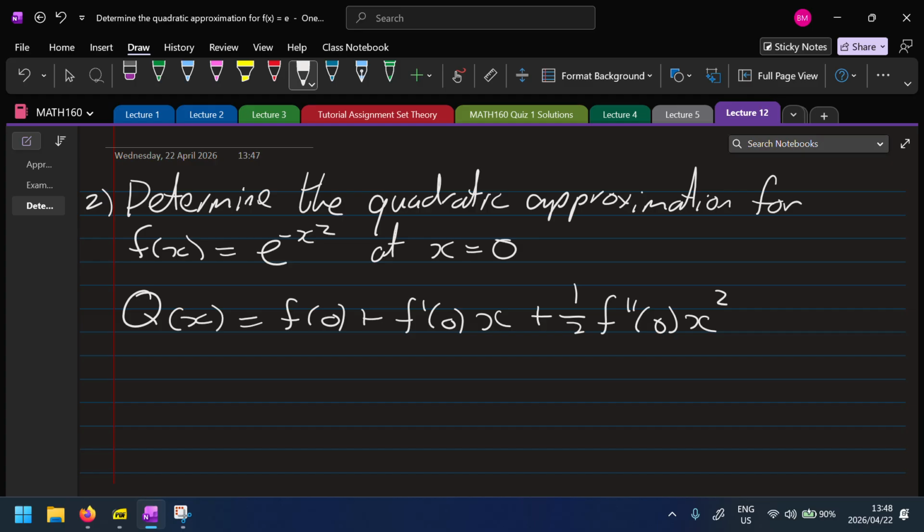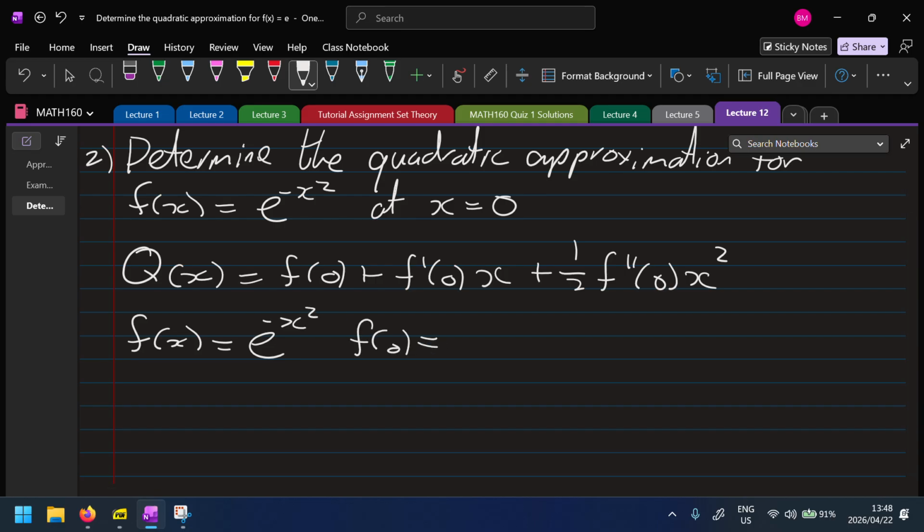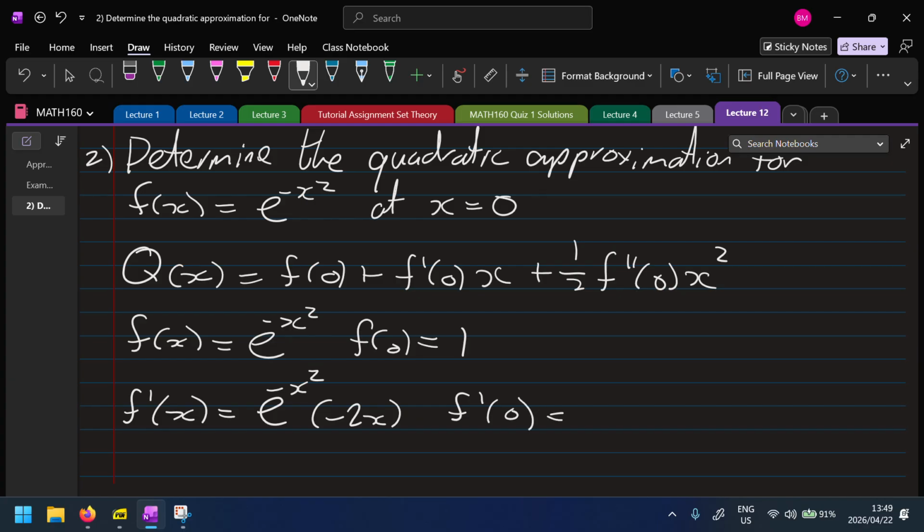So we have our function f. So we need f at 0, we need f prime at 0, and f double prime at 0. So let's go through the list. So f at x, that's e to the minus x squared. So f at 0, what will that be? 1. Okay, f prime. So the derivative of the exponential, that's just the exponential. And then the derivative of the exponent, that's minus 2x. So f prime at 0. Yeah, 0. We've got the x there, so it'll be 0.